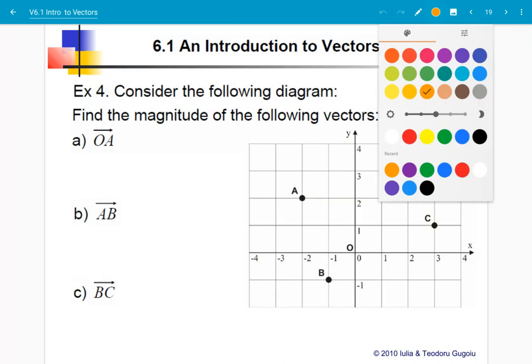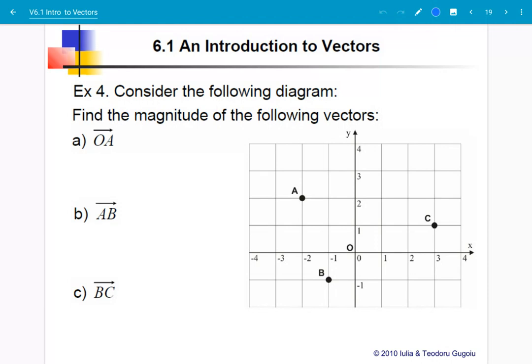Example 4. Consider the following diagram. Find the magnitude of the following vectors, O to A. Magnitude of O to A is the root of, what's delta x? Negative 2 squared. Delta y, positive 2 squared. 2 root 2 is the exact answer.